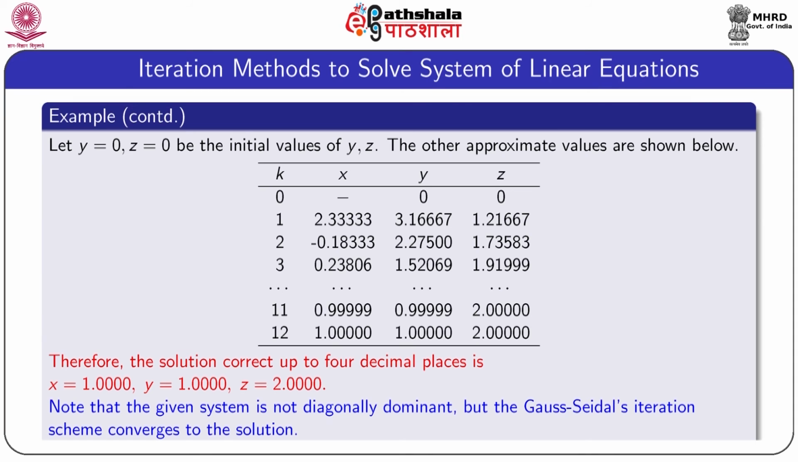Note that the given system is not diagonally dominant, as I have mentioned earlier, but for this system of equations the Gauss-Seidel iteration method gives a convergent solution. That means the diagonal dominance condition is sufficient but not necessary for the Gauss-Seidel iteration method.